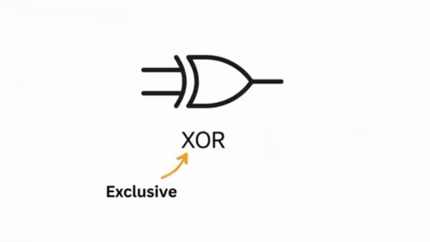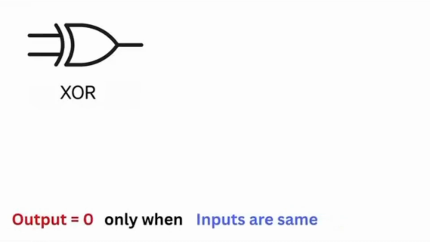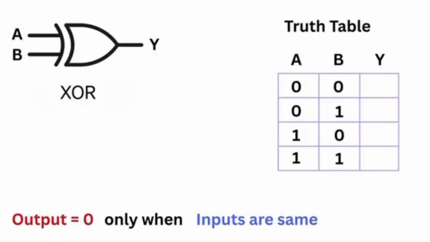Now, let us talk about exclusive OR gate, also called XOR gate. In XOR gate, output is 1 only when inputs are different. If both inputs are the same, output becomes 0. Let us check the truth table for 2 inputs. For the first row, we have 0, 0, which means both inputs are the same, and thus the output becomes 0. For the second row, we have 0, 1, which means both inputs are different, and thus the output becomes 1. Similarly, 1, 0 gives 1, and 1, 1 gives 0.